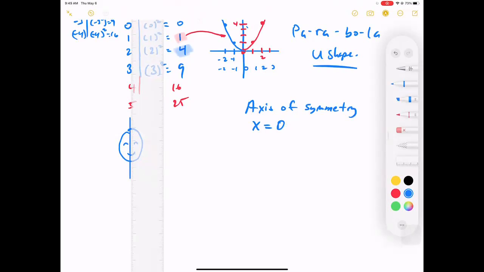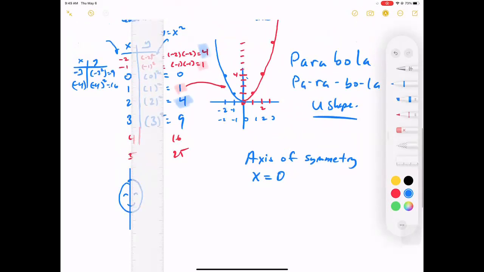What are other words that we have here to describe what's going on? We actually have a lot. Let's go ahead and do another one since we're here. We have something called the vertex.